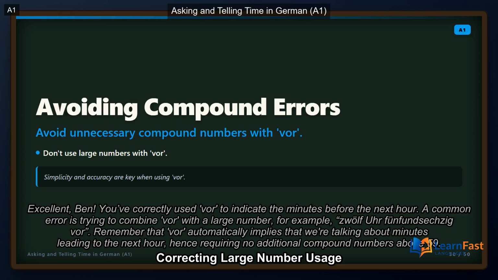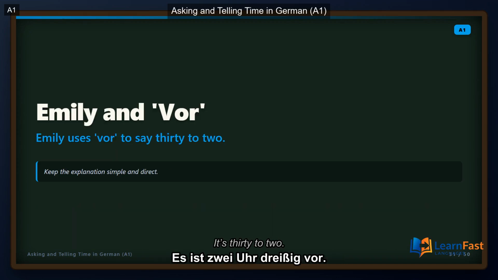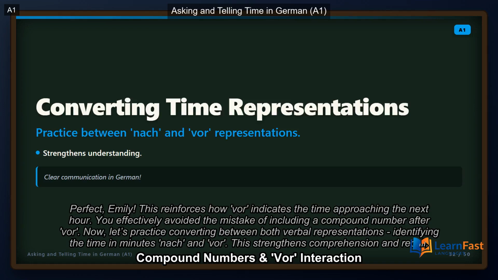A common error is trying to combine vor with a large number, for example, 12:65 vor. Remember that vor automatically implies that we're talking about minutes leading to the next hour, hence requiring no additional compound numbers above 59. Es ist 2:30 Uhr vor. Perfect, Emily. This reinforces how vor indicates the time approaching the next hour.